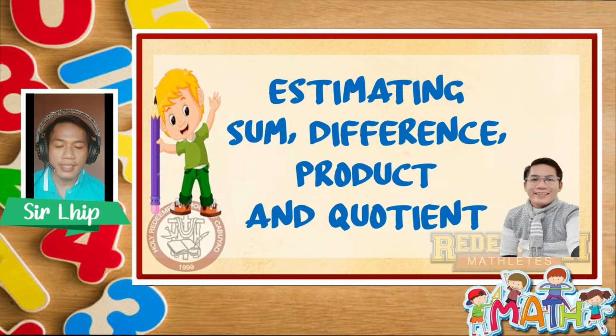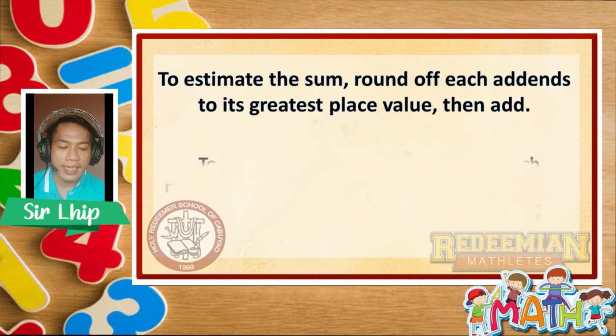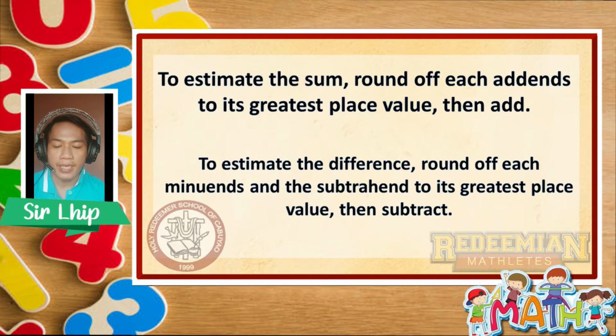To estimate the sum, round off each addend to its greatest place value, then add. To estimate the difference, round off the minuend and subtrahend to the greatest place value, then subtract.